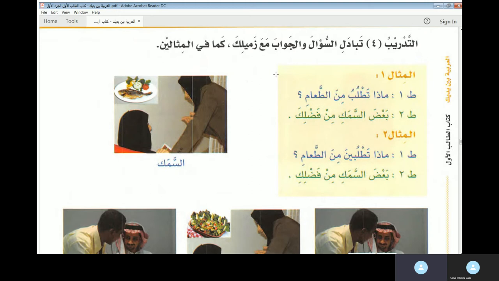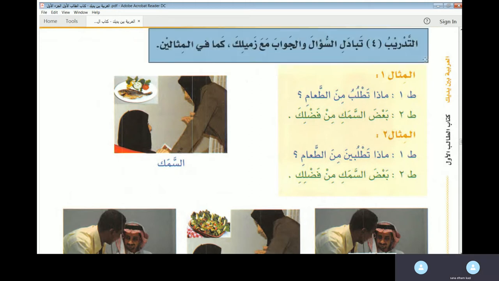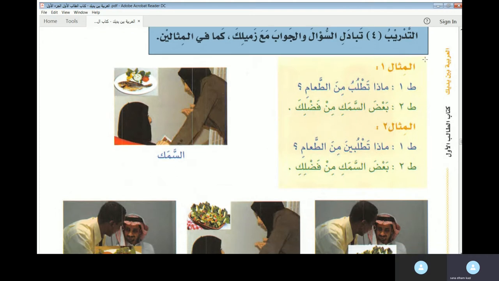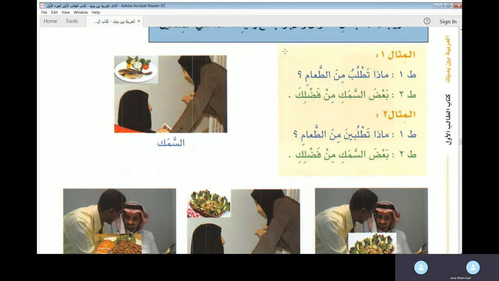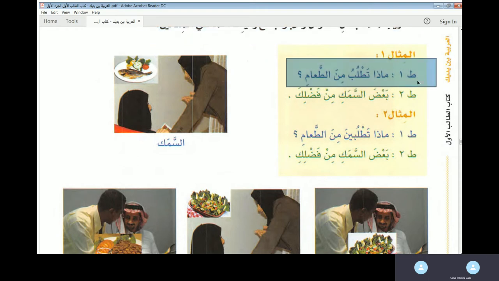Next, Tadrib al-Rabi'. Exchange the question and answer with your classmate as in the two examples. As shown in the two examples: Madha tatlubu minat-ta'am? What do you order from the food? What do you want? You can also say, what do you want from the food?